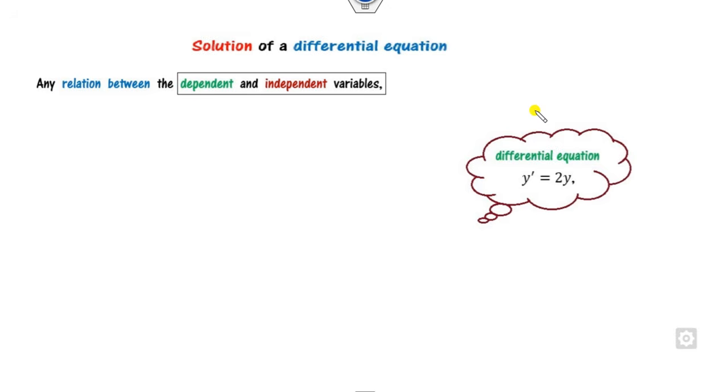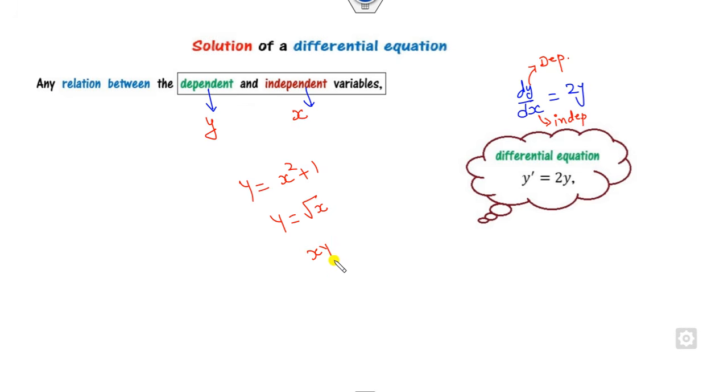So a solution is any relation between the dependent and the independent variable. In this case, if I write dy by dx here, what is the dependent variable? This y is my dependent, this x is my independent. So anything which is a relation between y and x, which can be x square plus 1, which can be root x, which can be xy is equal to 4, or any of the things. It may be y is equal to sine x.